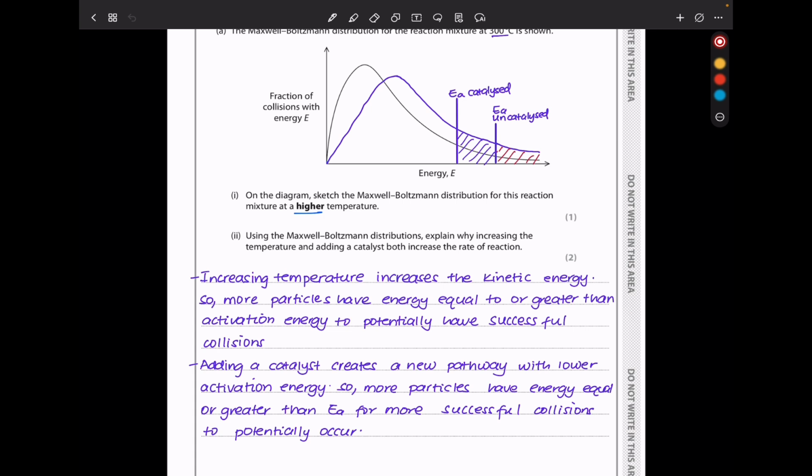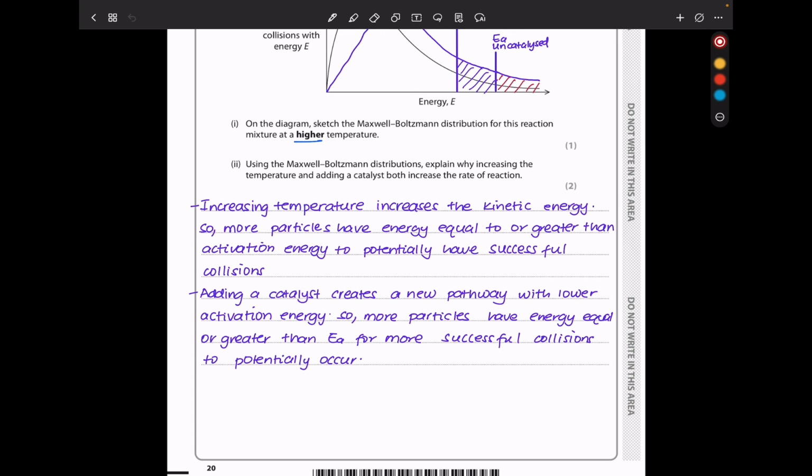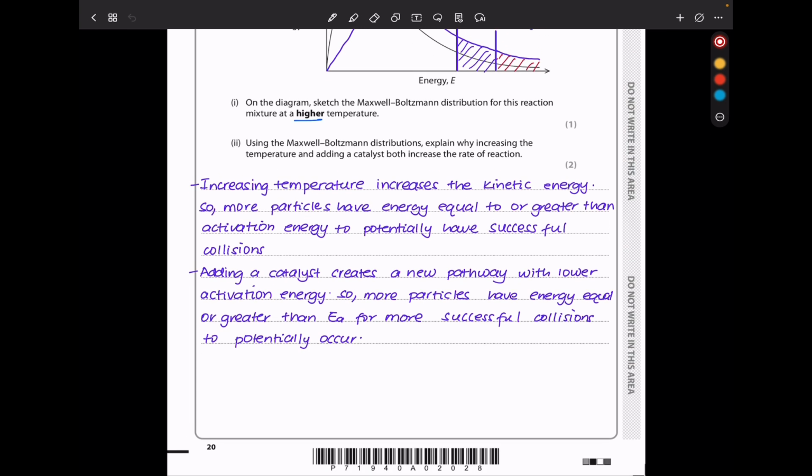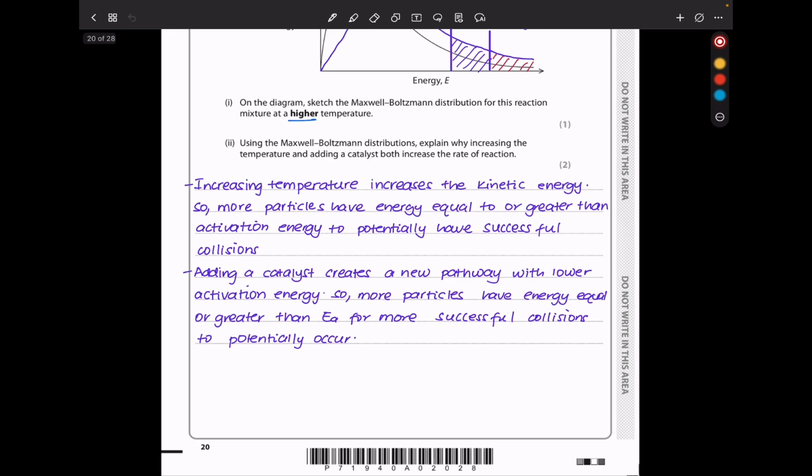In adding a catalyst, if we compare this one to be the uncatalyzed where this is catalyzed, because a catalyst creates a new pathway with lower activation energy, there are going to be more particles with energy equal to or greater than the activation energy when a catalyst is used. So I said increasing temperature increases the kinetic energy, so more particles have energy equal to or greater than the activation energy to potentially have successful collisions. Adding a catalyst creates a new pathway with lower activation energy, so more particles have energy equal to or greater than the activation energy for more successful collisions to potentially occur.